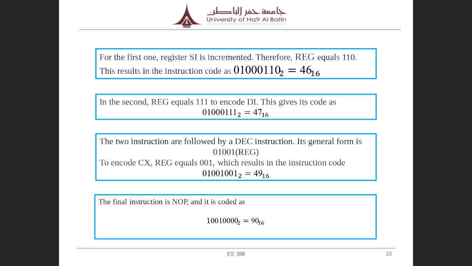Let me write it down. For jump not 0, the format is 0 1 1 1 0 1 0 1. So the first byte is clear, and the second byte is displacement. I mean, how much memory location it needs to jump. So that means it is 0111 and then 0101. Yes, you are right.